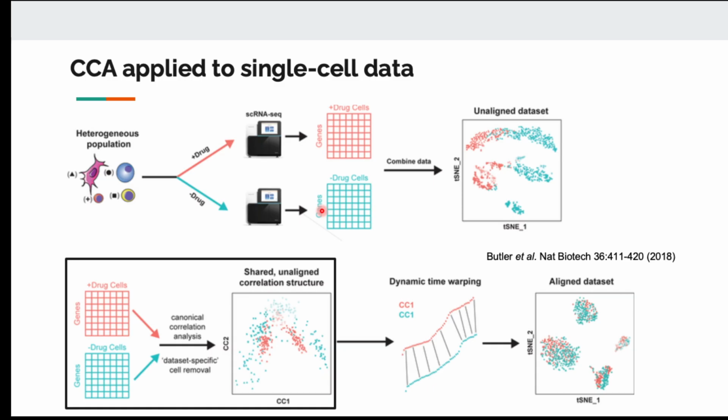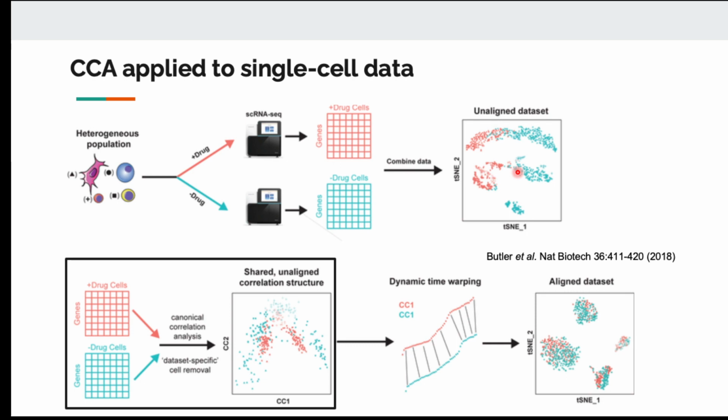So just to show the diagram of how this idea is utilized. Let's say you have the same sample, same cell type. You treat them with drugs or leave them untreated. Run single cell RNA sequencing, get two samples, treated and untreated. When you visualize the data without doing anything, they are going to look separated. But the same cell type will still be next to each other.